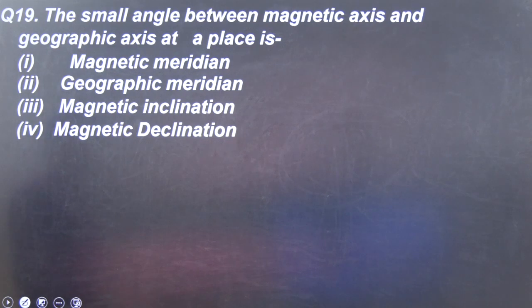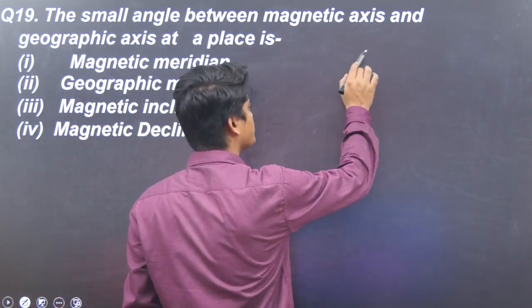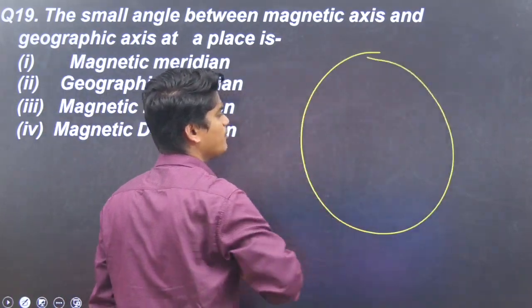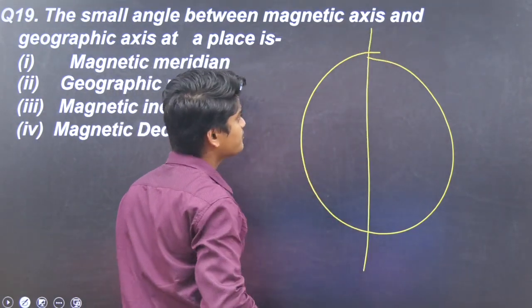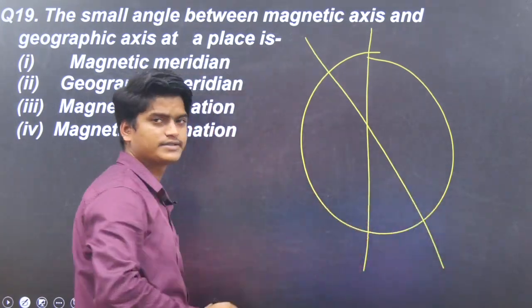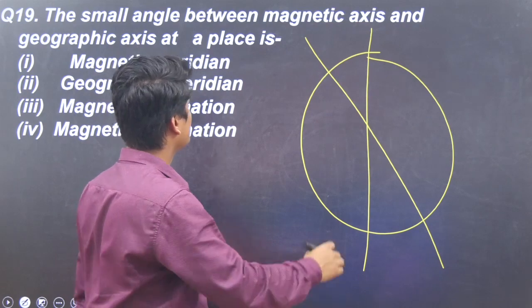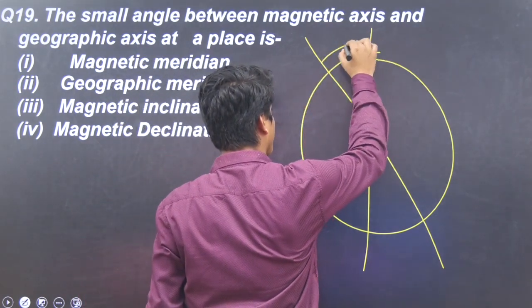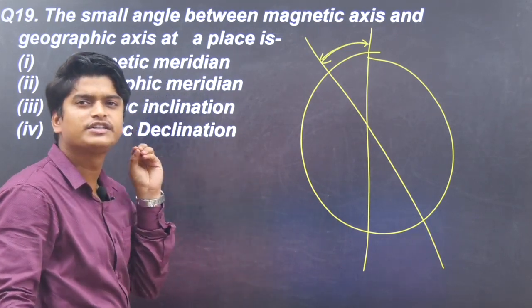Now here it is asking, the small angle between the magnetic axis and the geographic axis at a place is how much? Now see, it is from your magnetism chapter. Suppose this is your earth. This is called the geographic axis, and this is the magnetic axis. Remember, this is your geographic axis, this is your magnetic axis. Now between these there is a certain angle, around 11.4 degrees or 11.3 degrees.